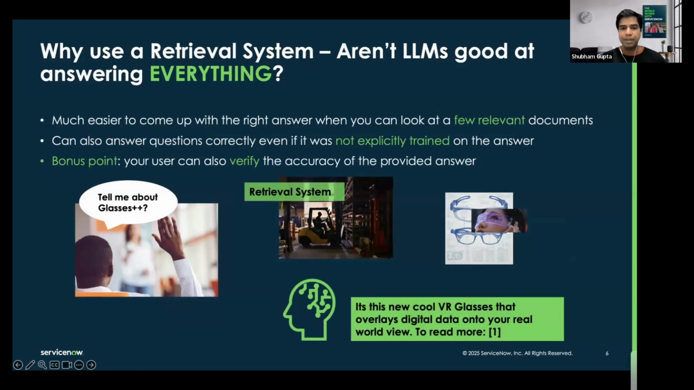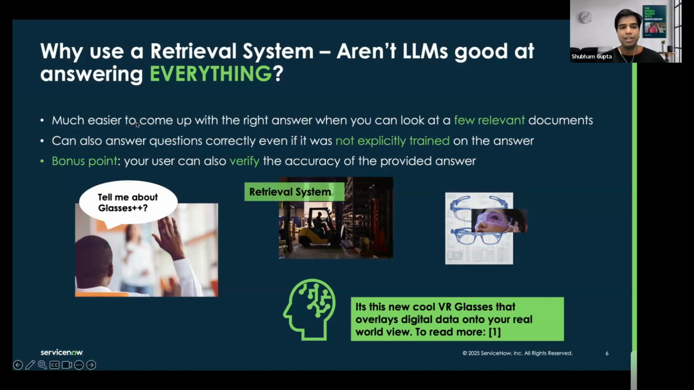So what's happening here? If we have a retrieval system in the pipeline, and the user asks about Classes++, the retrieval system can fetch some details about these classes, can fetch some specs, and the LLM can now answer this question much more accurately. It will say it is these cool VR glasses that overlay digital data into a real world view. And not only that, it can also include citations and links to the specific documents that the retrieval system retrieved, to bring in confidence for the user to go and check those resources themselves.